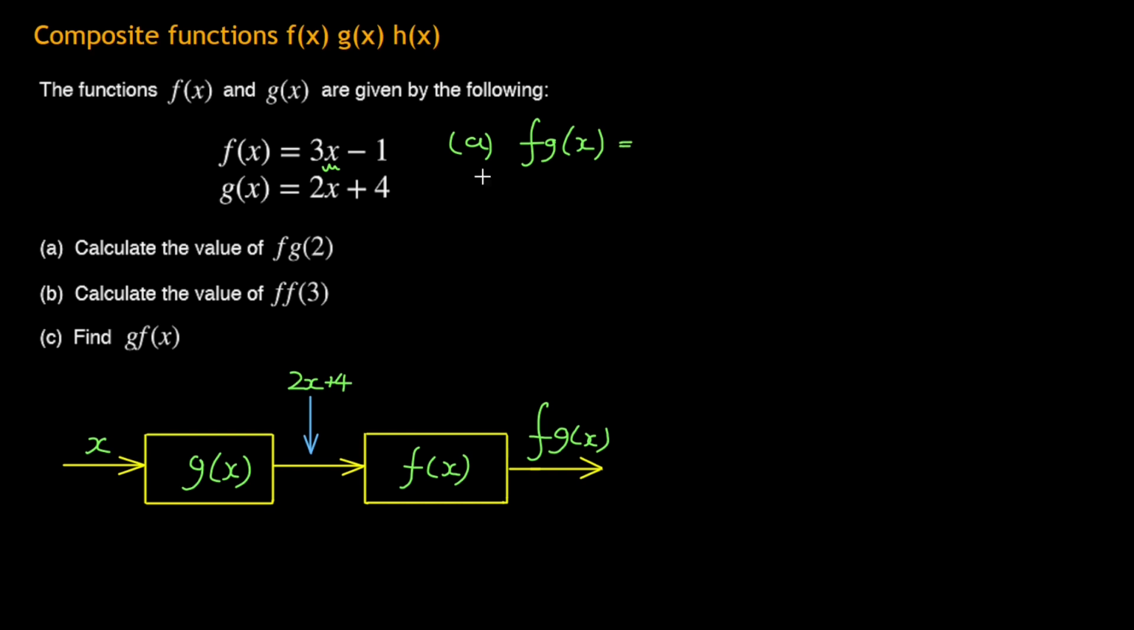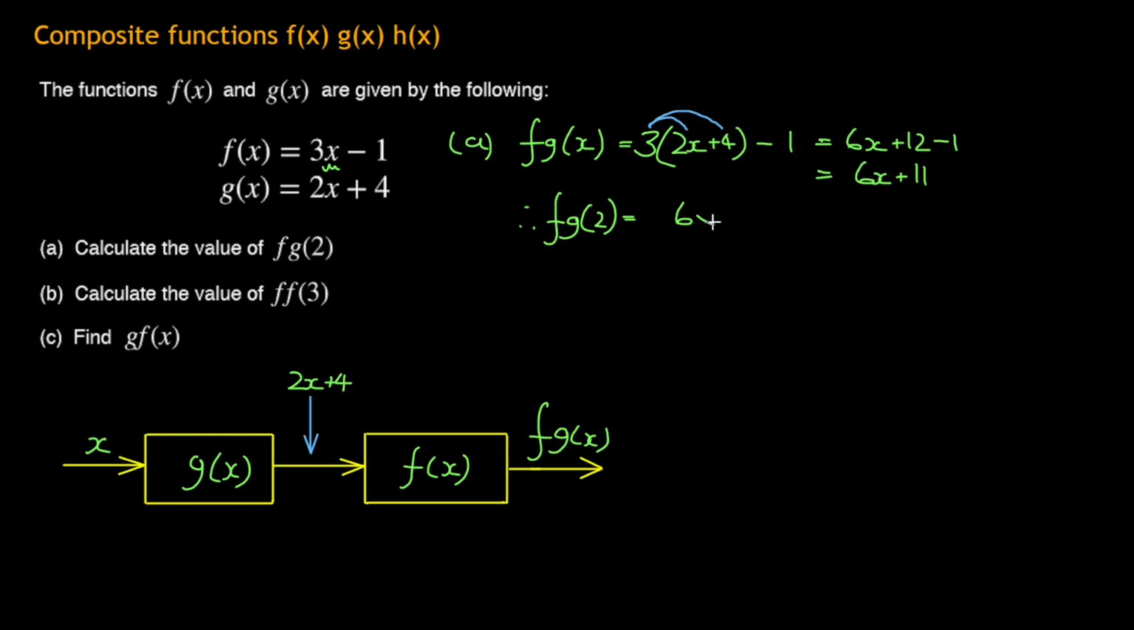So I can say that fg of x must be equal to 3 multiplied by its new input of 2x plus 4, minus 1. This is now just a matter of simplification. So multiplying this bracket out, I get 6x plus 12 minus 1, which is equal to 6x plus 11. But we're not quite finished, because the question's asking us for fg of 2. So all we've got to do now is to replace the x in our answer here with 2. So therefore I can say fg of 2 must be equal to 6 times 2 plus 11, which is equal to 23. And that will be your first answer.